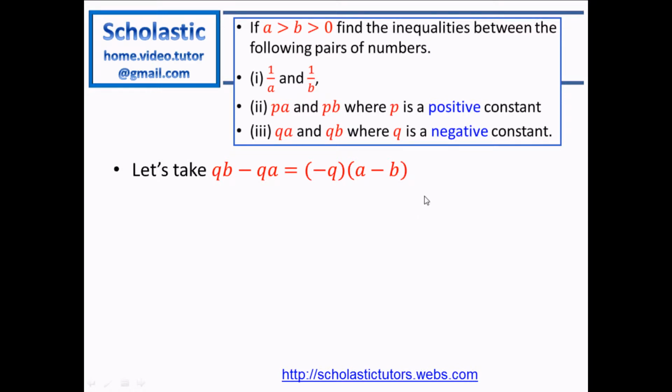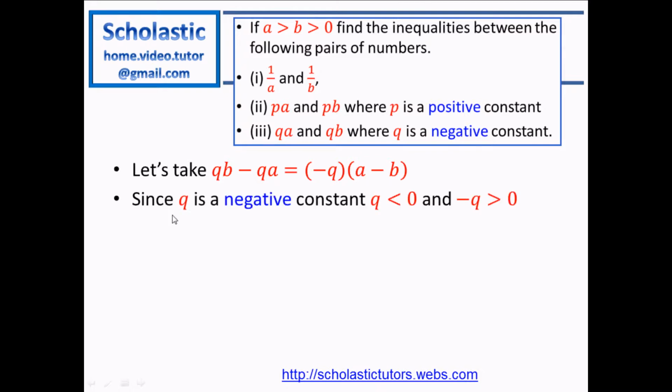Now let's see what we can do here. What is given here is q is a negative constant, therefore q is less than 0, and according to the first principles we can write negative q greater than 0. If you have a number q which is less than 0, if you negate this, the inequality will turn the other way, so that means negative q is greater than 0. That's from first principles. Also we know that a minus b is greater than 0 from the previous sections.